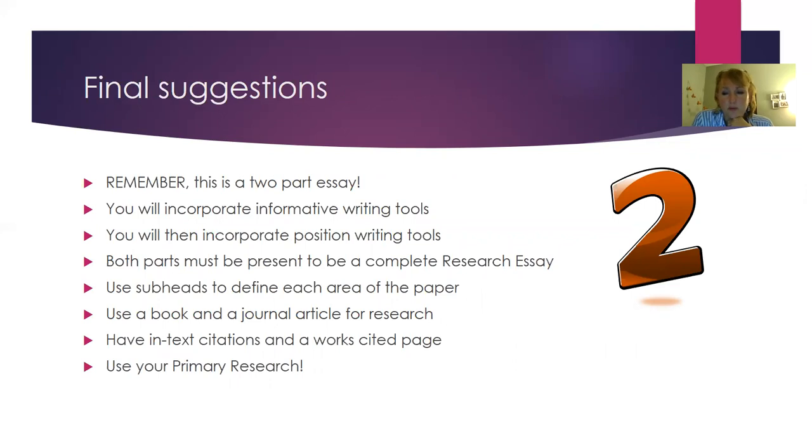So really important, the number 2, remember this is a 2-part essay. Part 1 being the informative aspect of the paper, talking about your topic. Part 2 being a response to a research question of your making that's related to a controversial topic within your topic. Please keep in mind, you might want to find a book on your topic. It always helps break down the information. You want to use subheads to define each area of the paper, part 1 and part 2. You want to look for a journal article for research, at least one. You'll need to have an MLA Works Cited page, and you will have your primary research.